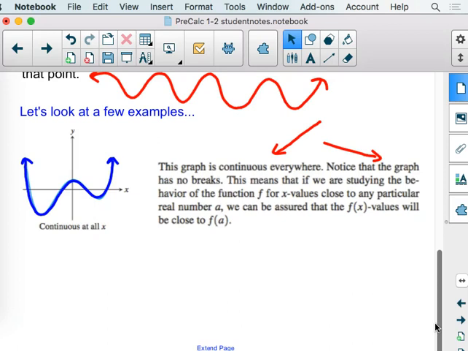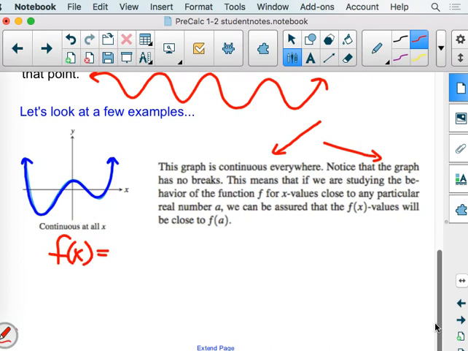No jumps. This means that if we are studying the behavior of the function f for x values close to any particular real number a, we can be assured that the f of x values will be close to f of a. Oh my gosh, did I just make that sound complicated? What it means is we're going to have some formula that we're going to use for this. And what we're hoping is for any x value that we choose, this x, when we put it in here, will give us this value. And if it's a continuous graph, that absolutely is going to happen. So that's what they're saying.